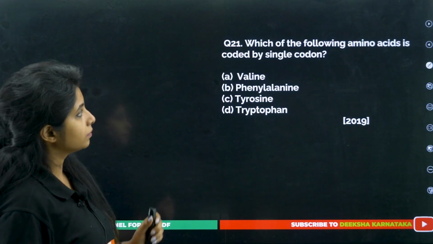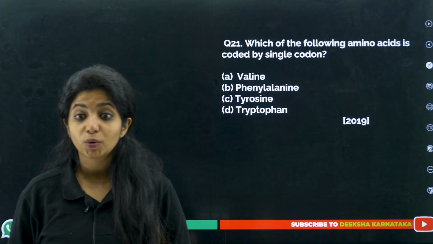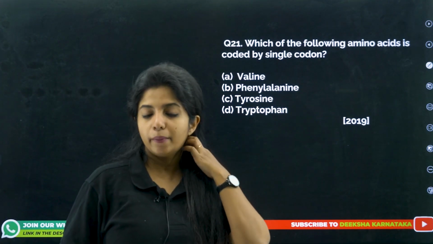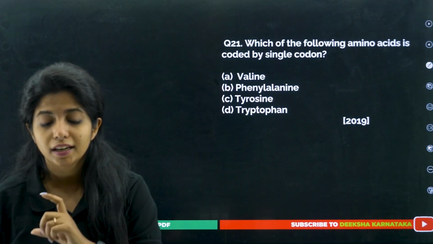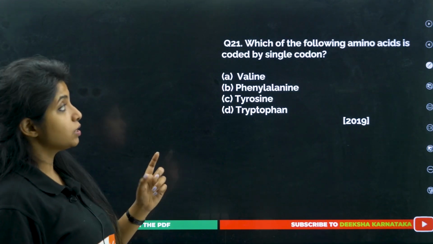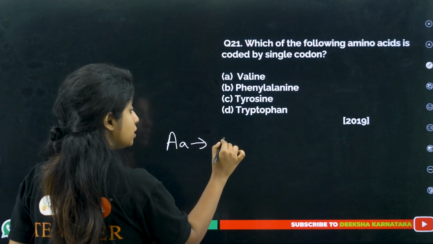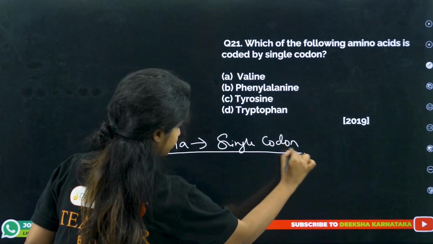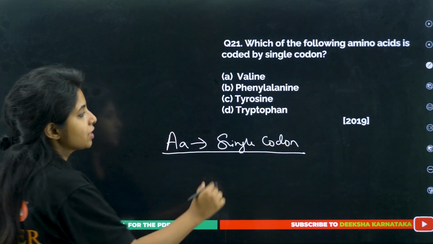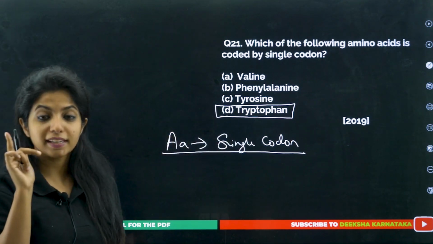Okay, nothing different. Now 21st, which of the following amino acids is coded by a single codon? I told you there are multiple codons that could code for a single amino acid. Now the question is, there is an amino acid that is coded by just a single codon. What is that? And the answer is tryptophan, my dear children. This is the only amino acid that is coded by a single codon.